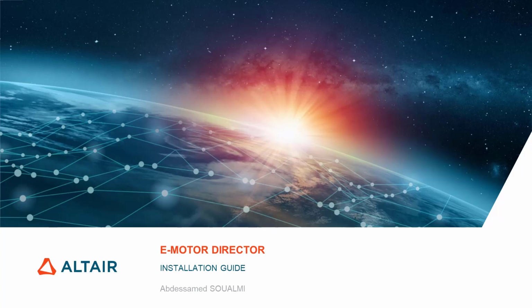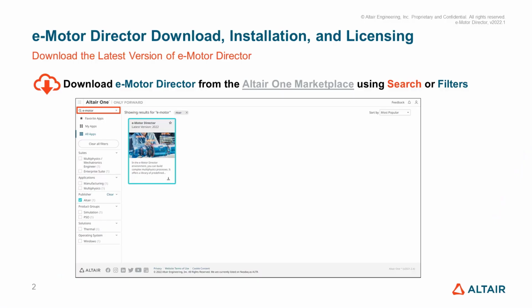Hello, during this video we'll see the different steps the user should follow to install eMotor Director correctly. The first step consists of downloading eMotor Director from Altair One Marketplace. Verify that you have an Altair One account, which is necessary to download the required software.